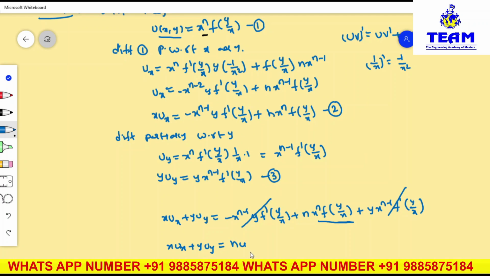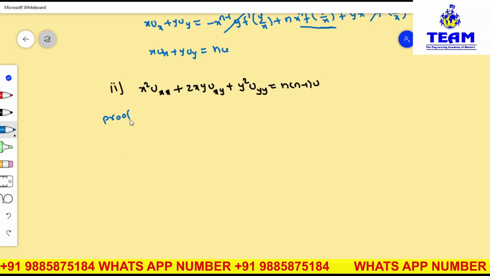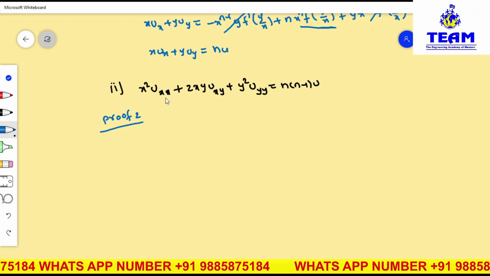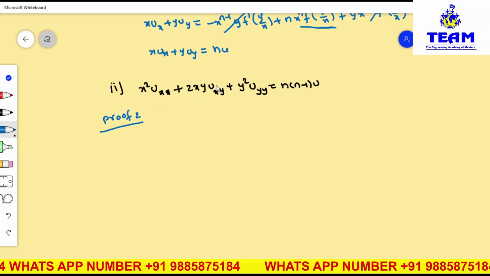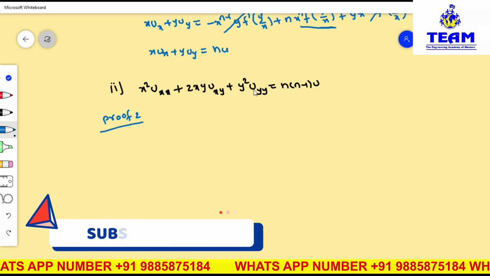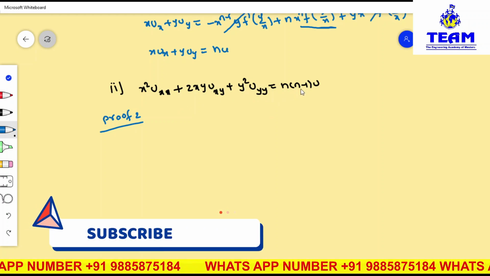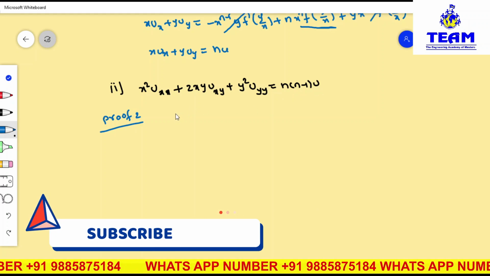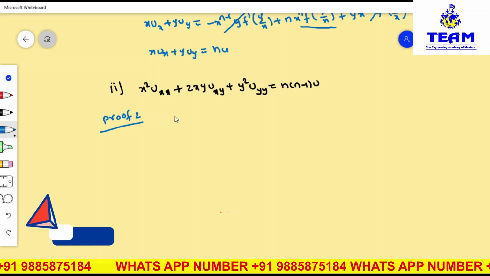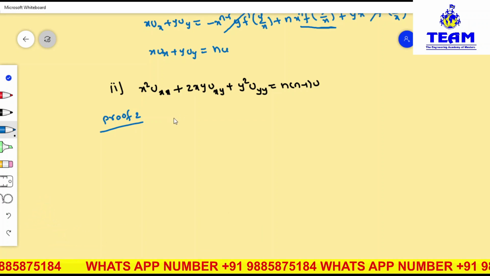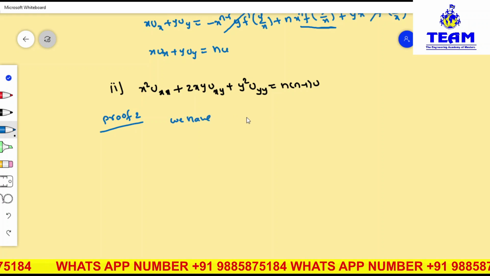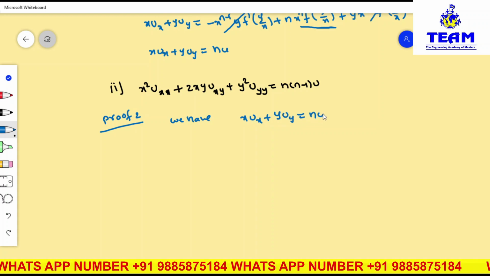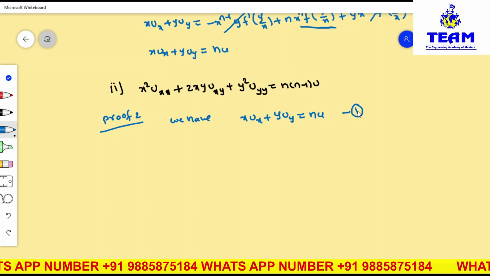So let us go for the second proof. Okay friends, what we have to prove? The second one: x square into dou square u by dou x square plus 2xy into dou square u by dou x dou y plus y square into dou square u by dou y square is equal to n into n minus 1 into u. Okay, to prove this one, we are using the first statement. That is, if u is a homogeneous function of order n in x and y, by Euler's theorem we have x into dou u by dou x plus y into dou u by dou y is equal to nu. Consider this as equation number 1.